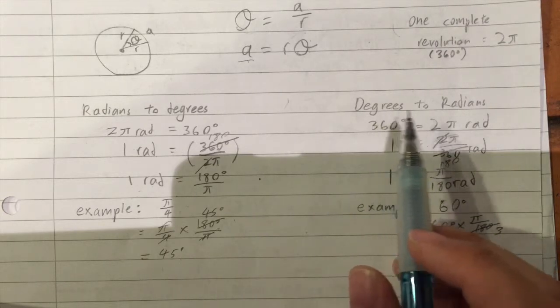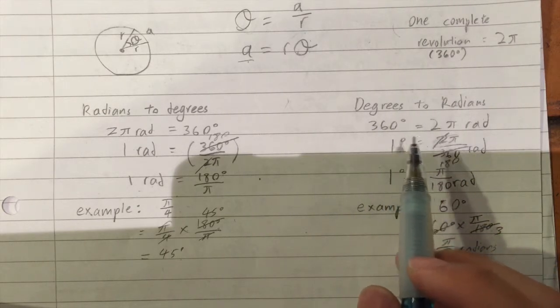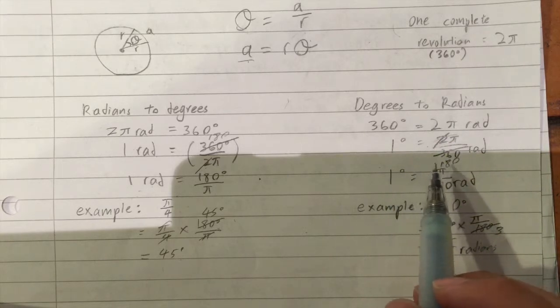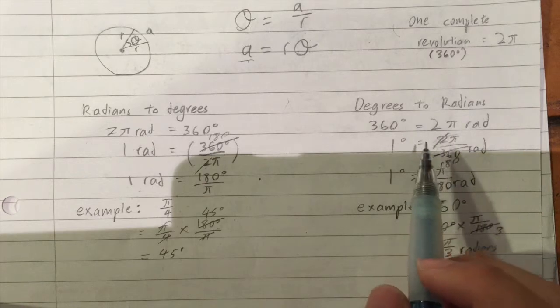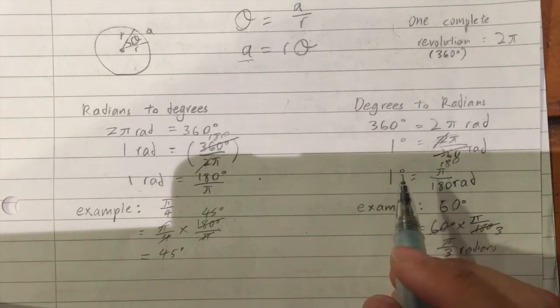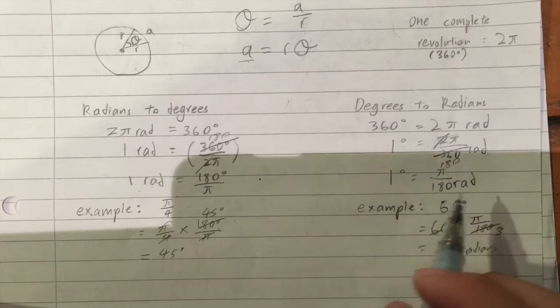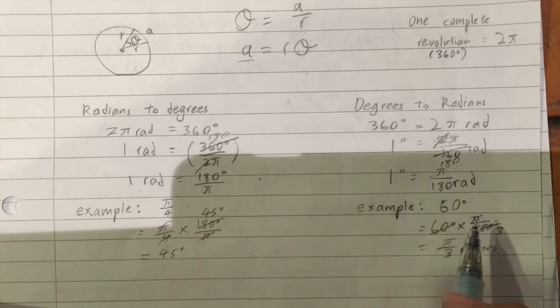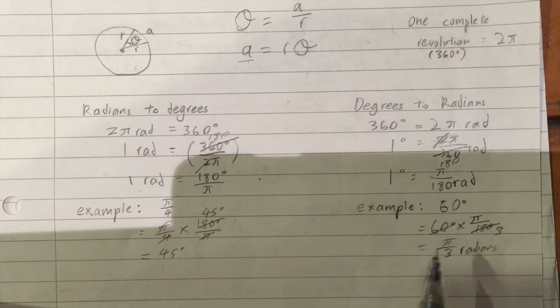When converting degrees to radians, 360 degrees equals 2 pi radians. 1 degree equals 2 pi over 360 radians. After simplifying it, we get that 1 degree equals pi over 180 radians. For example, when converting 60 degrees into radians, we just take 60 degrees times pi over 180. After simplifying it, we get a value of pi over 3 radians.